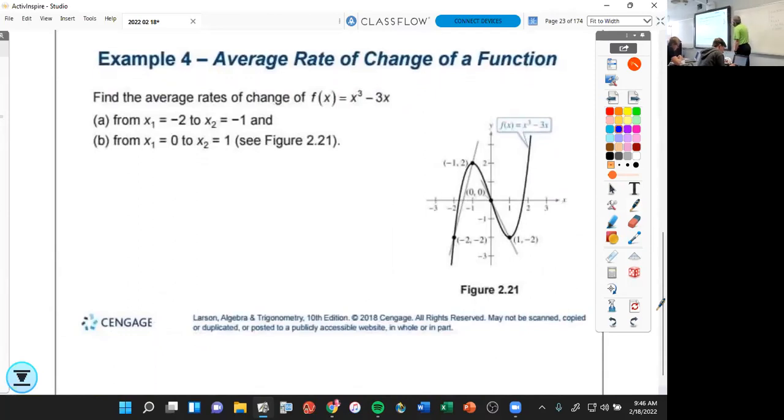Find the average rate of change of f of x equals x cubed minus 3x. Letter A, I want to know the average rate of change where x sub 1 is -2, x sub 2 is -1. So we're looking for the slope of this secant line.